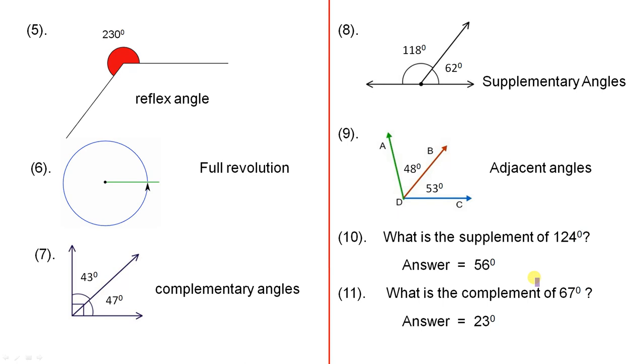What is the complement of 67 degrees? We're asking, what angle do we add to 67 degrees to end up with 90 degrees? We add 23 degrees to 67 degrees to give us 90 degrees, so the answer is 23 degrees.